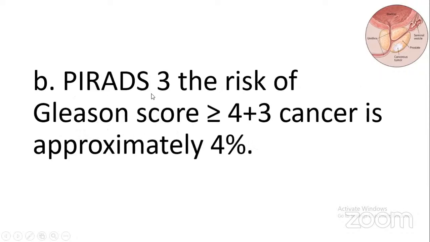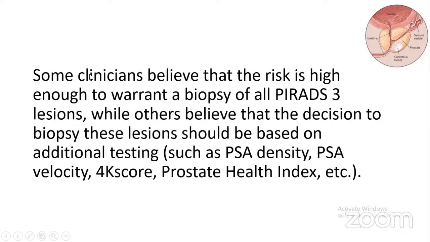For PI-RADS 3, the risk of a lesion score more than or equal to 4 plus 3 cancer is approximately 4%. Some clinicians believe that the risk is high enough to warrant a biopsy of all PI-RADS 3 lesions, while others believe that the decision to biopsy these lesions should be based on additional testing such as PSA density, PSA velocity, 4K score, and prostate health index, etc.